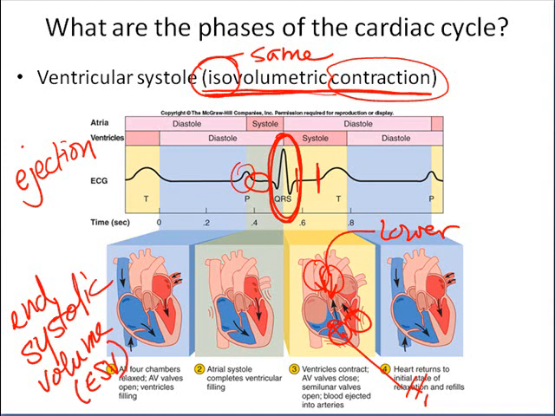So we had end diastolic volume, now we have end systolic volume. During ejection, roughly 70 milliliters of blood gets ejected out. When we're all done contracting, the residual amount left in there is somewhere around 60 milliliters of blood that's always still left in the ventricle.